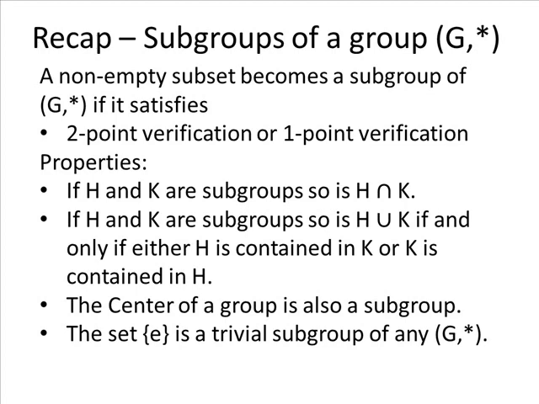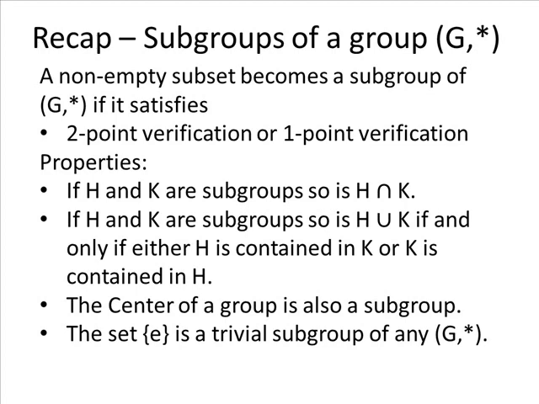If H and K are two subgroups, then H intersection K, the set of all common elements, also qualifies to be a subgroup. We also saw that the union is not always a subgroup. The union becomes a subgroup only when a particular condition is satisfied. We saw one extra question which says the center of a group is always a subgroup for any group G star, plus the obvious result that you already know is that the singleton set containing the identity element alone is also a subgroup of G star. We call it the trivial subgroup.